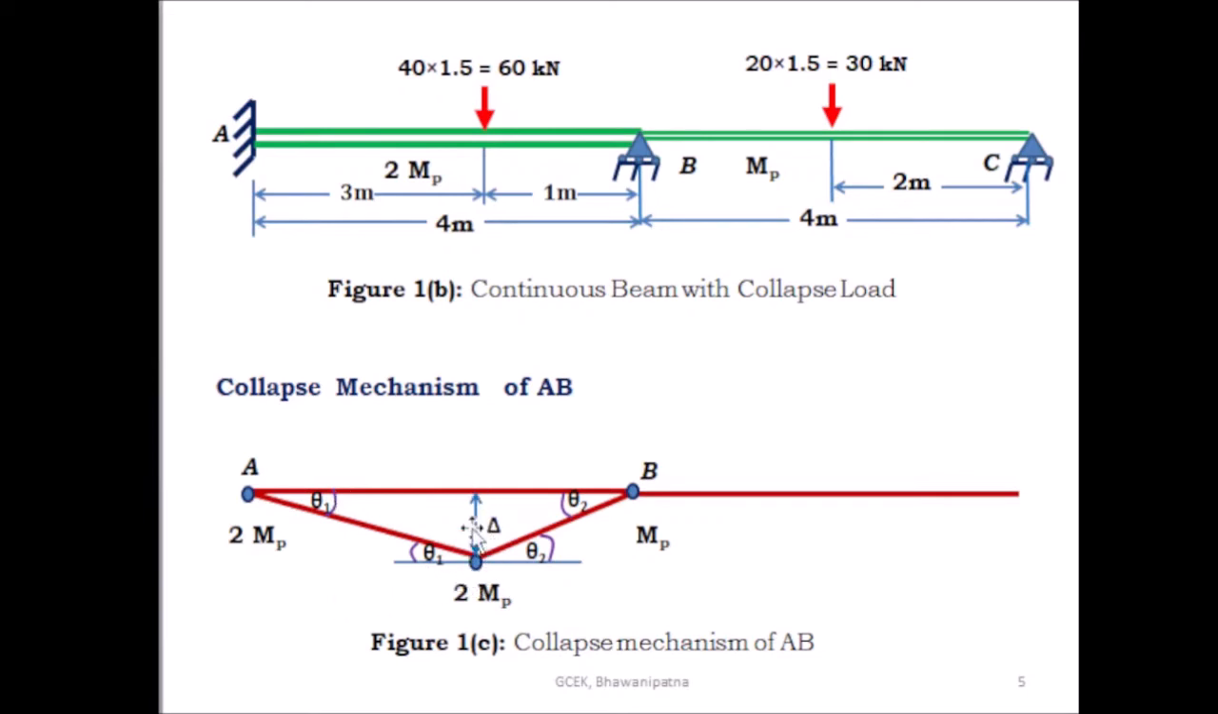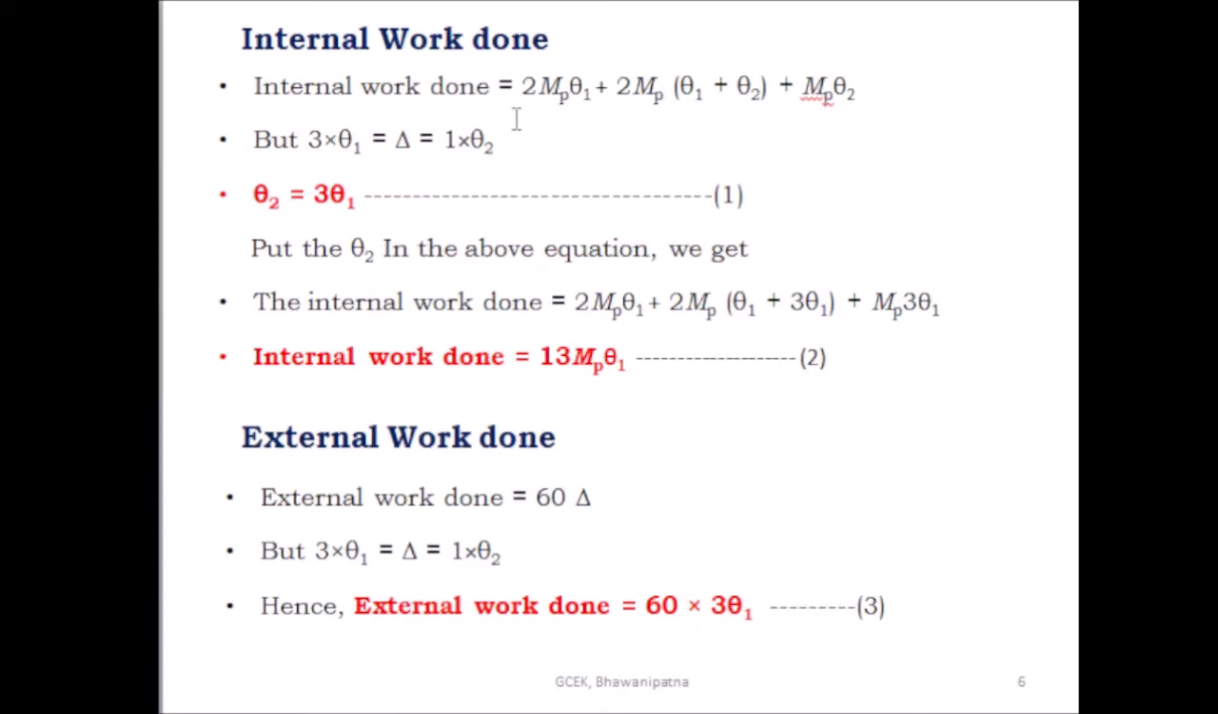And then under the load the total rotation is theta 1 plus theta 2 and the plastic moment capacity of this hinge is 2 MP. So the internal work done here is 2 MP into theta 1 plus theta 2. At the plastic hinge B the plastic moment capacity is MP and the rotation is theta 2, so the internal work done due to this hinge is MP into theta 2. The internal work done due to all the hinges is 2 MP into theta 1 plus 2 MP into theta 1 plus theta 2 plus MP into theta 2.